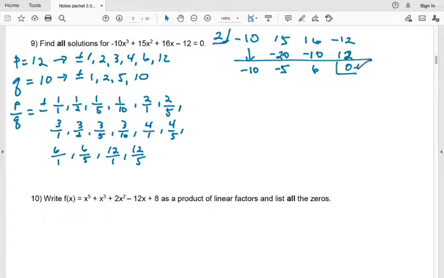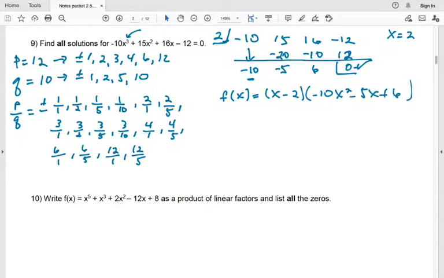We ended up with a remainder of 0, and so I know that x equals 2 is one of my solutions. I also know that I started off with an x cubed, so this is -10 is an x squared. So right now, my factored form for this is x minus 2 from that 0 that we just found, and then -10x squared minus 5x plus 6. Now this is awful, and I'm going to use quadratic formula to find the other 2 roots because I don't even want to try to factor that.